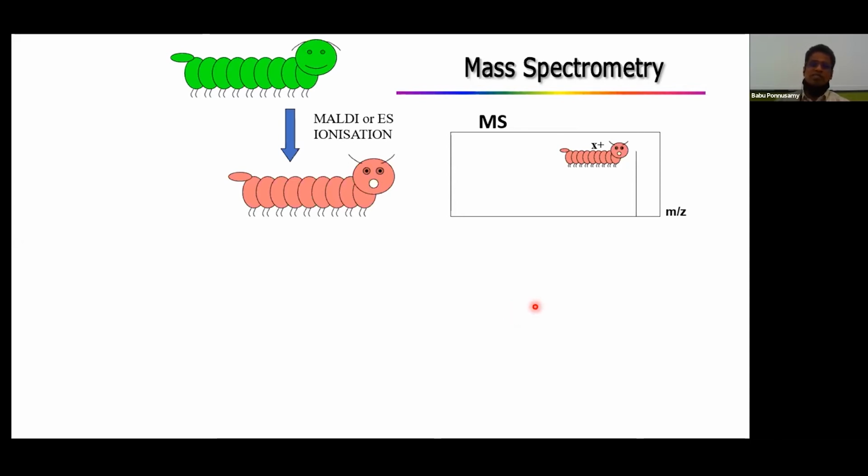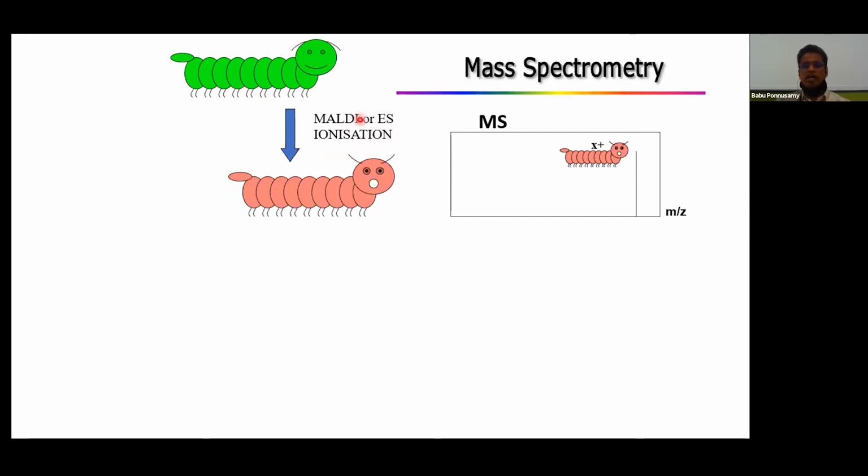Mass spectrometry is basically a tool wherein you take a molecule and put it in the mass spectrometer, where it gets ionized, either using MALDI, which is matrix assisted laser desorption ionization, or electrospray ionization. These are the two commonly used soft ionization techniques for proteins and glycoproteins.